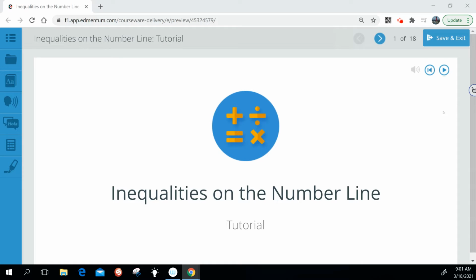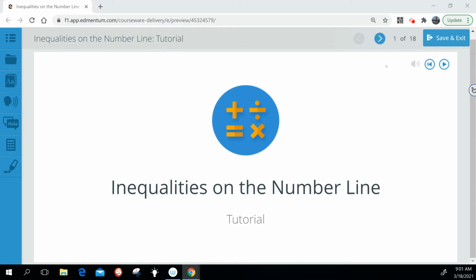All right, so inequalities on the number line is what we're going to be working on. We did do an exploration in Desmos to kind of get us familiar, but it certainly didn't teach us formally anything about inequalities.